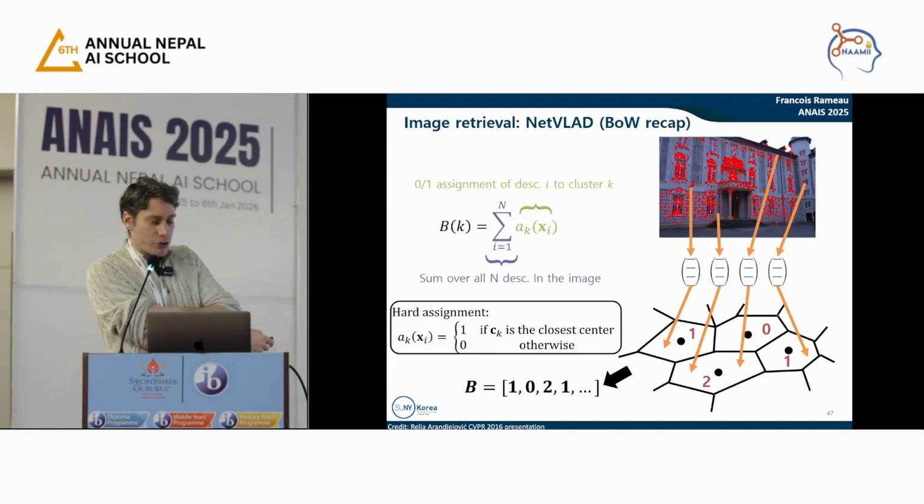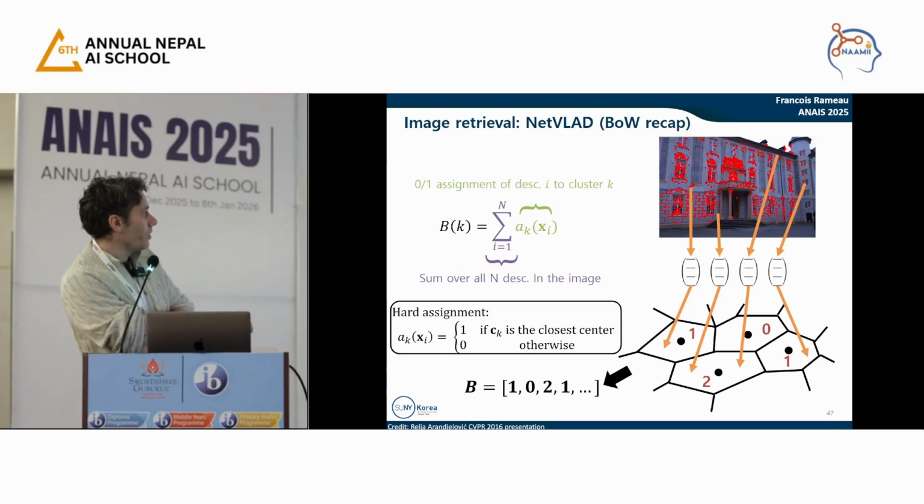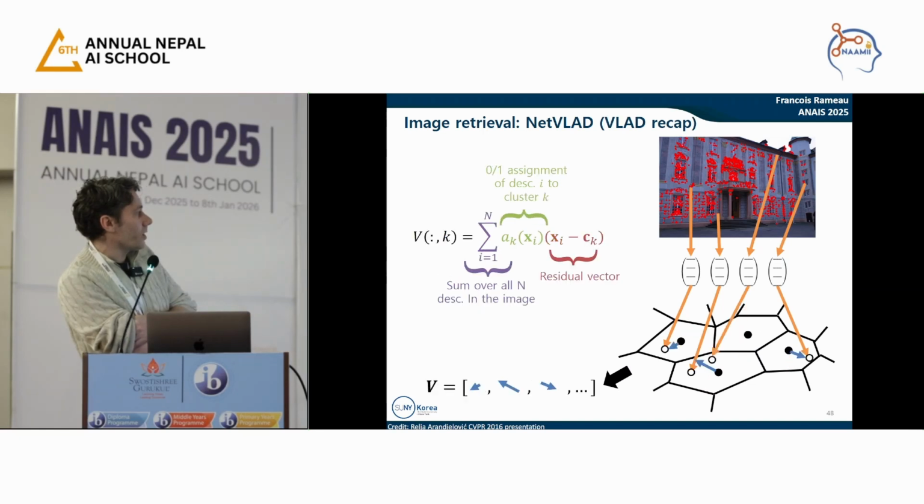So here there are a few equations, but we don't really care. It's just a recap on how bag of words works. Bag of words is very simple. For each word in your dictionary, you look at which descriptors belong to that word. So you see that this operator here is simply +1 if the descriptor is closest to the cluster you're looking at, and 0 if not. You create just a histogram. NetVLAD is almost the same, except that now, if the descriptor belongs to the cluster you're looking at, you compute the residual vector that you add to this word.